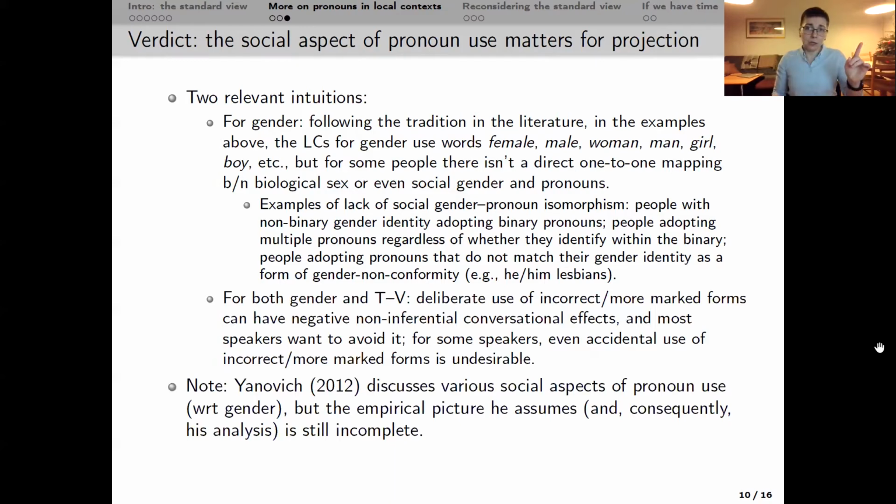Now, let me add a very quick note, just to give credit where credit is due. I have cited two papers by Igor Yanovich in my slides. Now, this later manuscript from 2012 does in fact discuss various social aspects of pronoun use when it comes to gender. However, I think the empirical picture Yanovich assumes, and consequently the analysis that he proposes, are still incomplete, but it's going in the right direction.